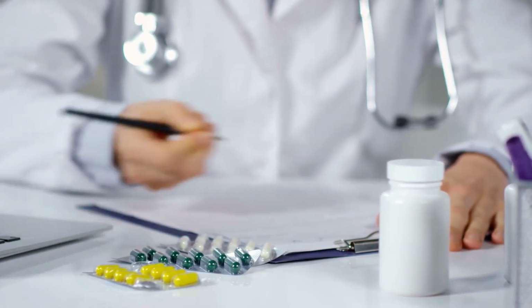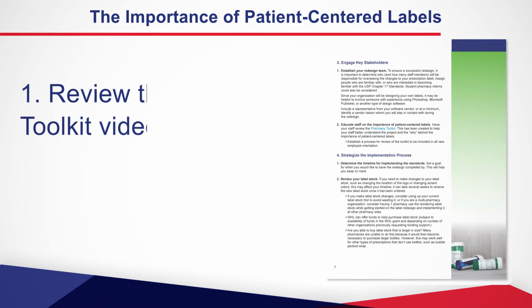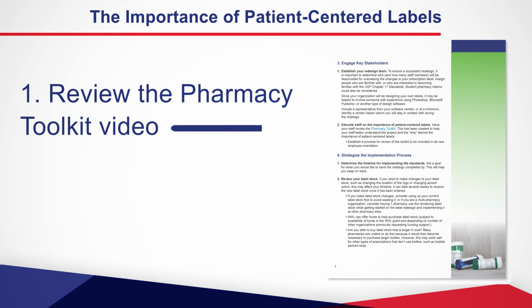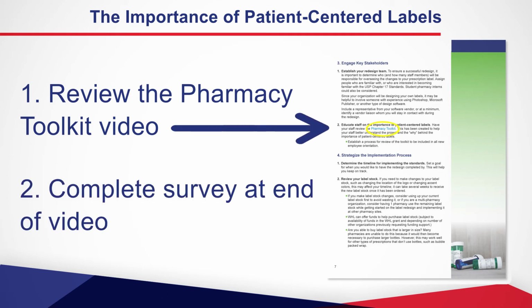Be sure to educate all staff members on the importance of patient-centered labels to help them understand why you have made these changes. Ask them to view the Pharmacy Toolkit video embedded on page 7 of the Implementation Guide. At the end of that video, staff can take a survey and print out a certificate of completion for you to keep on file.